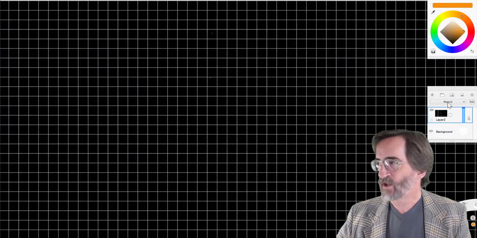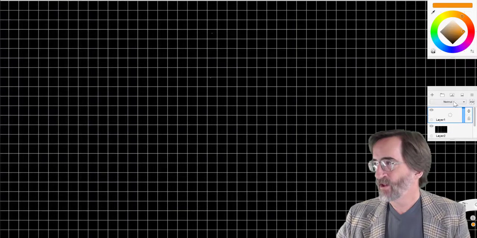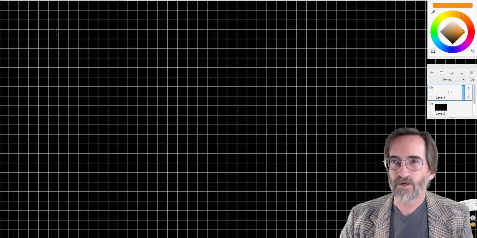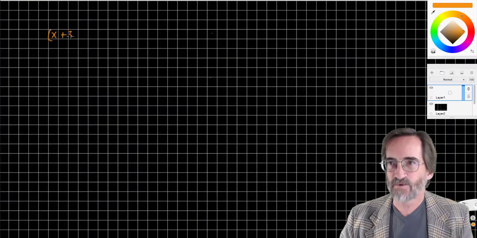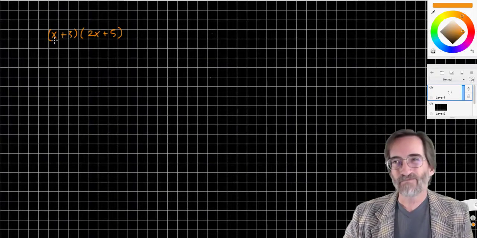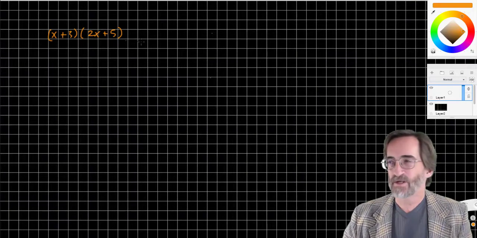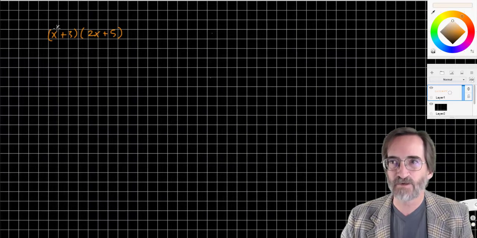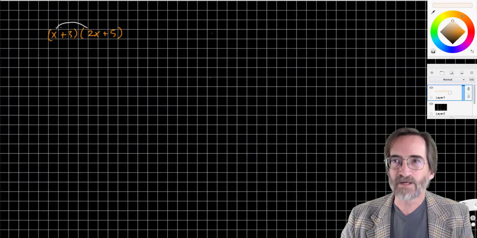Okay, so let me add a layer here. And here's an example of what we might be doing. x plus 3 times 2x plus 5. Before we were distributing a monomial, a single term in. Now we're going to be distributing two terms. And I like to think of it as just distributing twice. Multiply the x by the 2x and by the 5. Multiply the 3 by the 2x and by the 5.